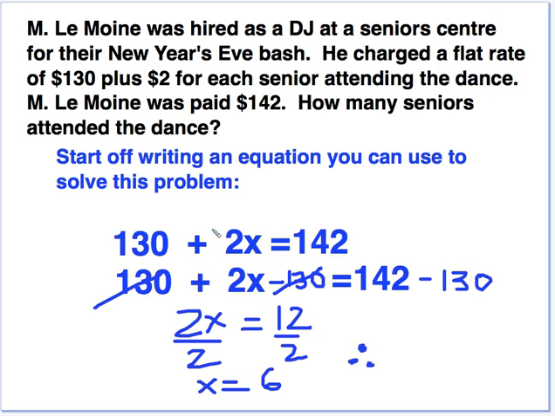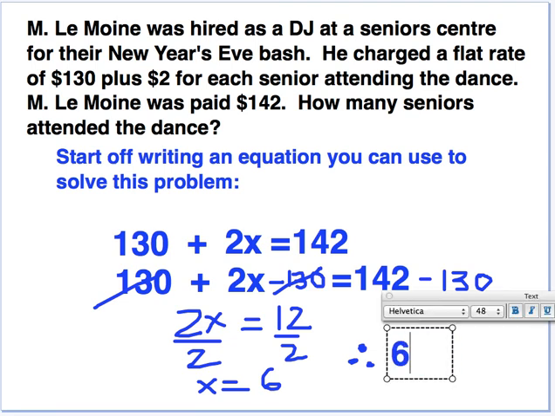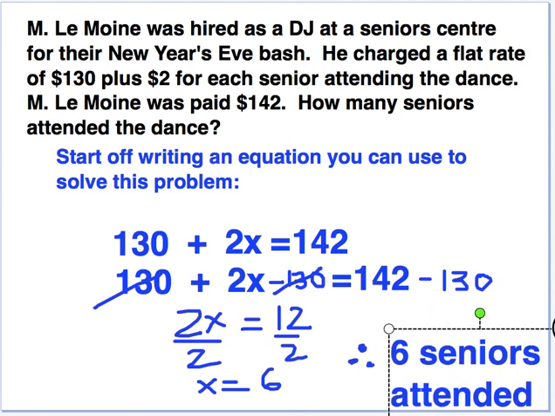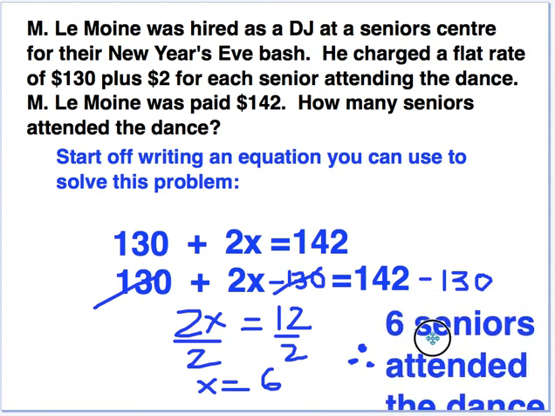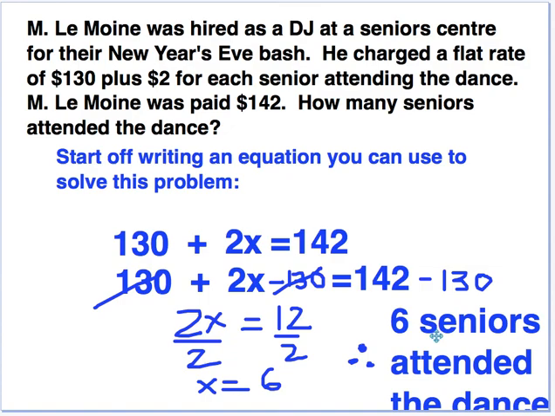Therefore, I'm going to type this to be a little faster. How many seniors attended the dance? 6 seniors attended the dance and had a great time and talked about it forever. And Mr. Lemoyne was hired back again. That was easy.